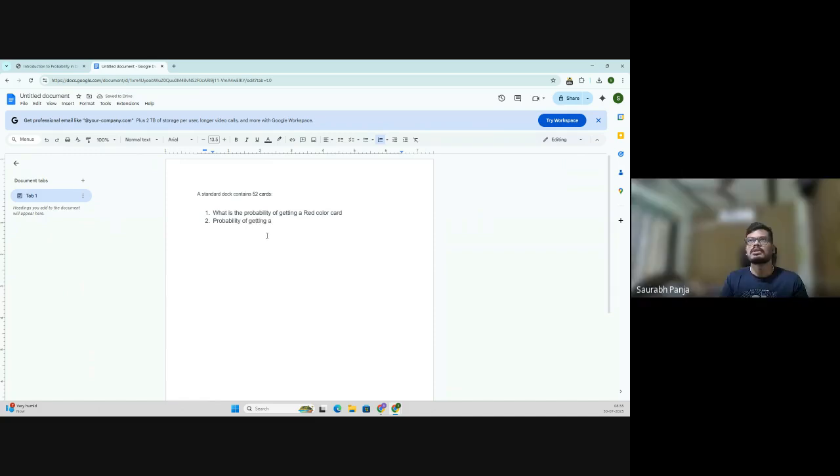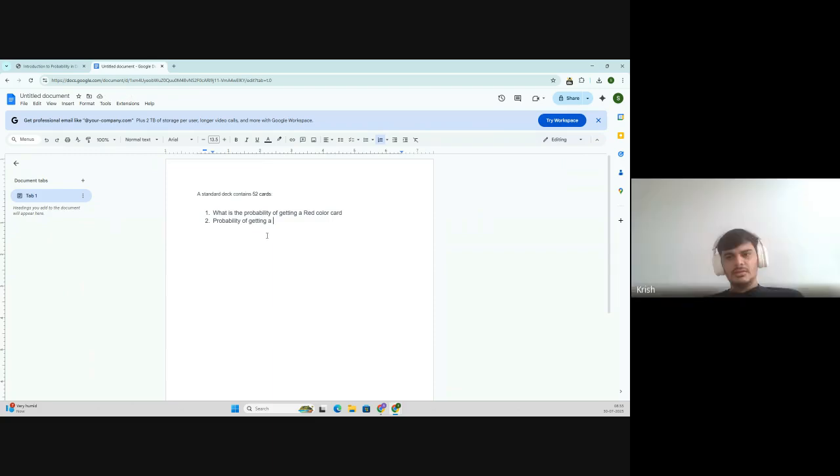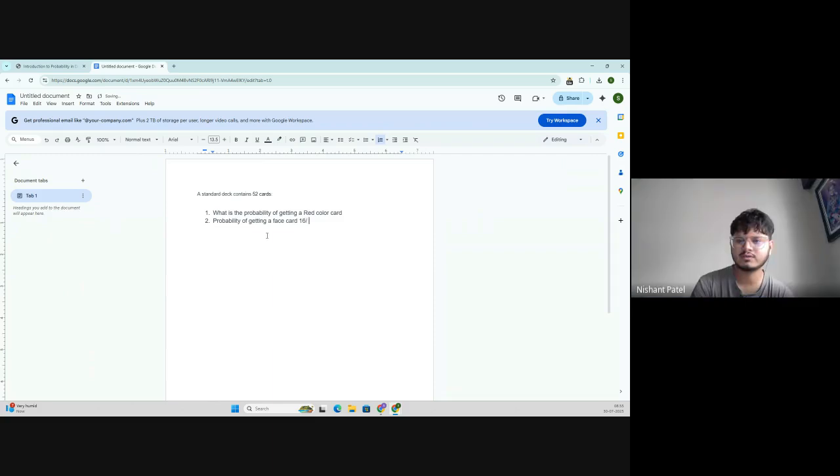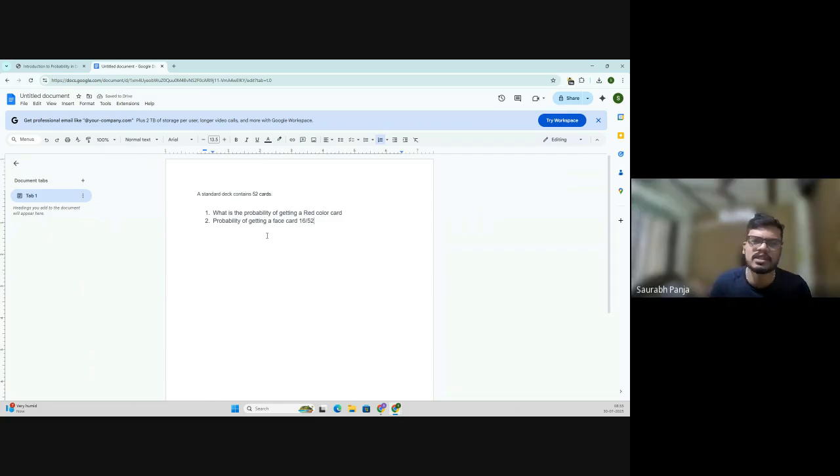King, Queen, Jack, and Ace is also a face card. So there are four in each color. 4 by 16, 16 by 52. A face card means the cards that show a picture. Ace is also considered a face card if you take it that way. At least we are here to clear the concept. So if you are taking 4, then it is 4 into 4, that is 16 by 52. Getting a red color, because there are two red colors, diamond and heart, that will be 26 divided by 52.